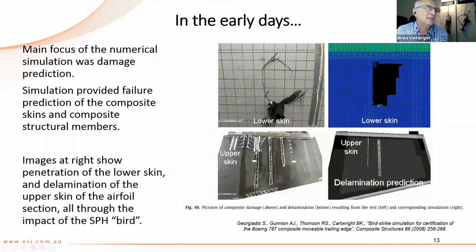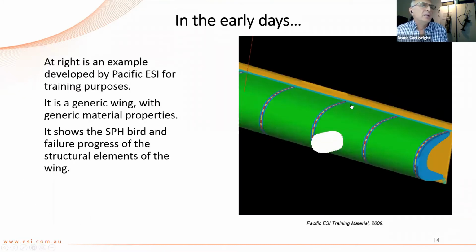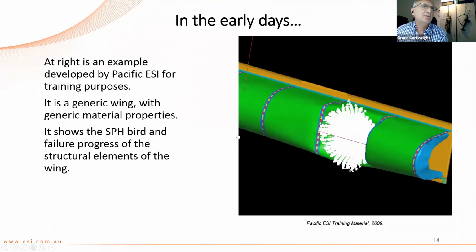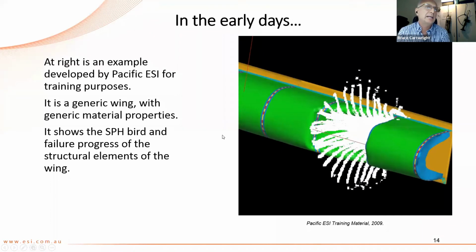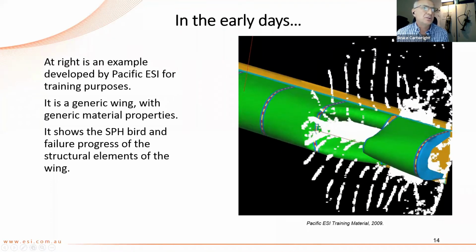We had a bit of a challenge. We had to predict how much bird velocity would just create damage and then measure that, and then how much would absolutely obliterate the skins and the structure. We can't show you those pictures of the Hawker de Havilland parts, the Boeing parts, but we have these sort of things prepared for training for other people who want to use the software.